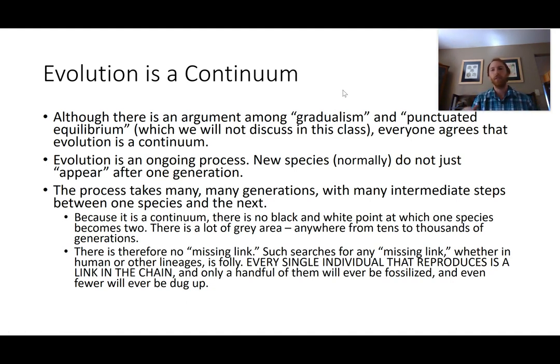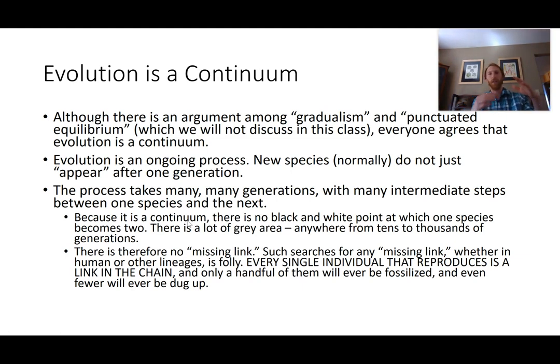New species typically don't just pop out of existence from their parent species. There's not one species for this generation, for the parental generation, and then the next generation is a completely new species. That very rarely happens. It does happen in a couple cases, but typically it doesn't happen. The process takes many, many, many generations with a lot of intermediate steps between one species and the next. So because it's a continuum, and if you don't know what a continuum is, just Google the definition of a continuum, there's no black and white point at which one species becomes two.